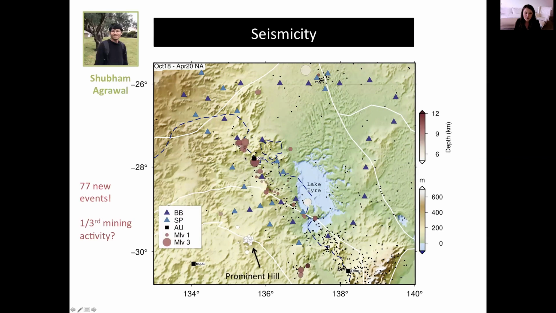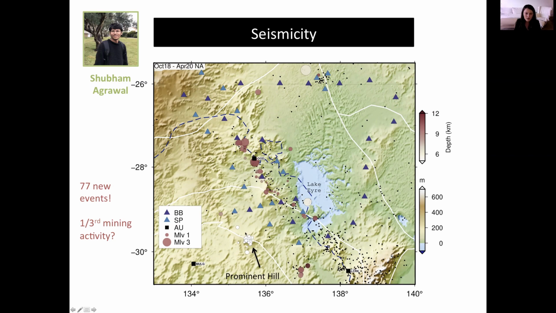Shubham, as part of his PhD, has been using the new data from the Lake Eyre seismic array to detect and locate local seismicity in this region, which is represented by the red circles, scaled by the magnitude. Shubham has been able to detect 77 new events during this time frame. And we find that they seem to follow a more linear pattern throughout the region of historical seismicity, indicating a more narrow region along this eastern boundary.